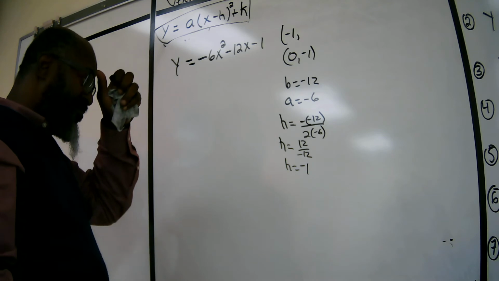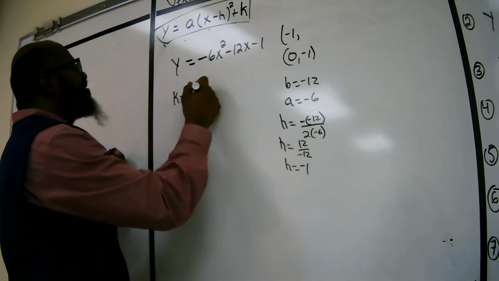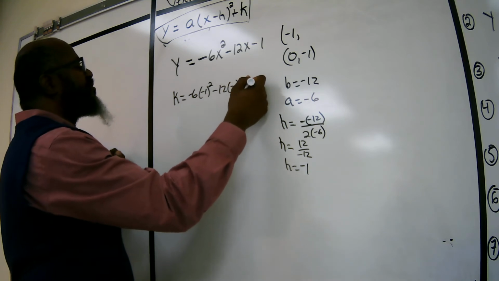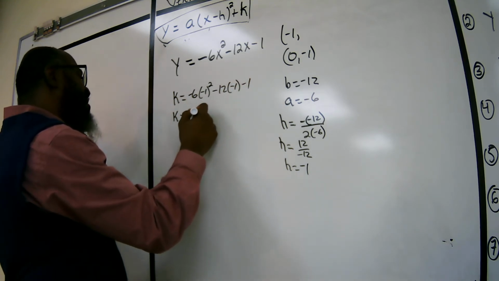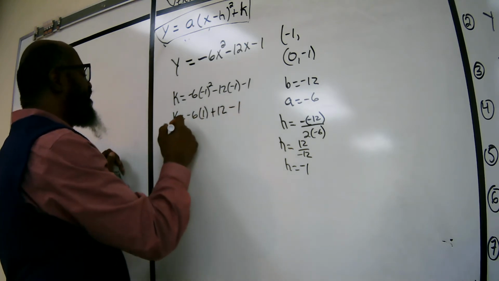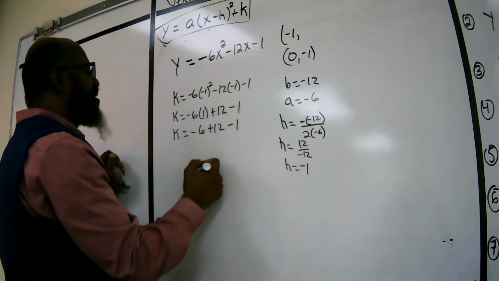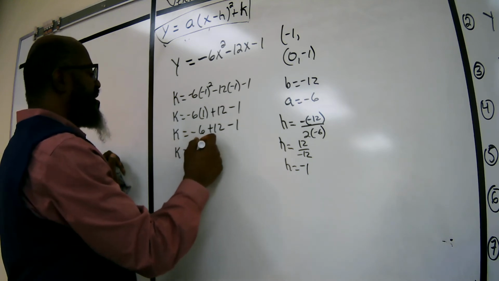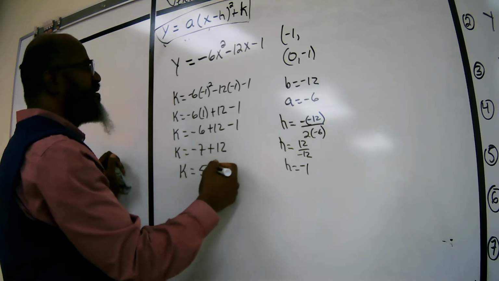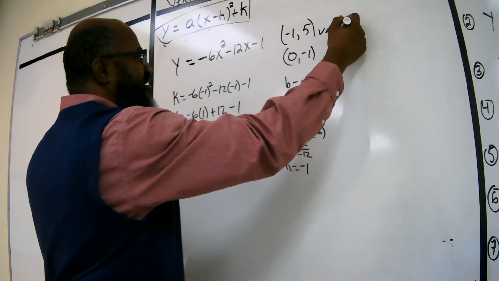Alright, then I will have to go find k, replace it here. Then I will have k equal negative 6 times negative 1 squared minus negative 12 times negative 1 minus 1. I will have k equal negative 6 times 1 plus 12 minus 1. I will have k equal negative 6 plus 12 minus 1. I will have k equal negative 7 plus 12. I will have k equal to 5. So my vertex is negative 1, 5, that's my vertex.